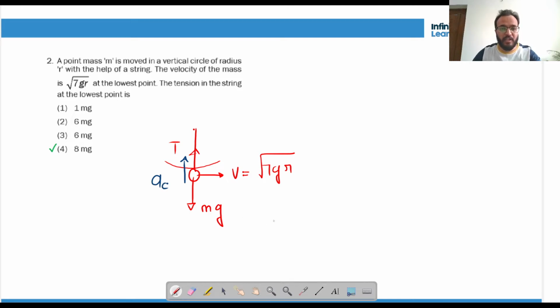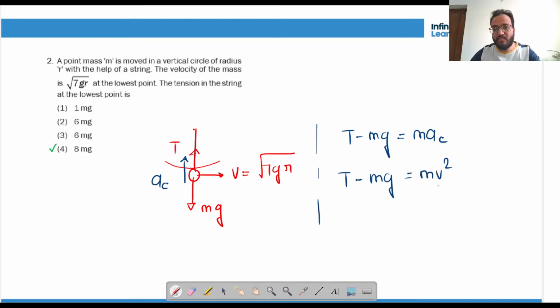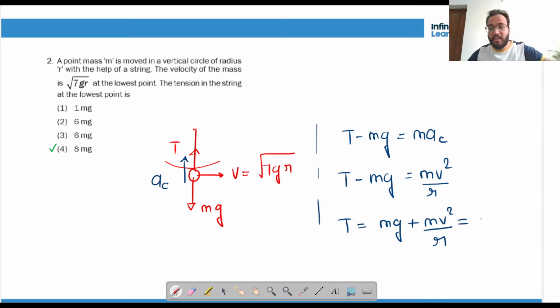That is centripetal acceleration. So we will say that T minus mg is equal to m a_c. So T minus mg is equal to mv square by R, right? So T is equal to mg plus mv square by R, whatever it is. Okay, in this case it is R, so we will use R only. So answer is 8 mg. Can you see that? If you put the value of v square, that is 7 gR here, you will get answer 8 mg.